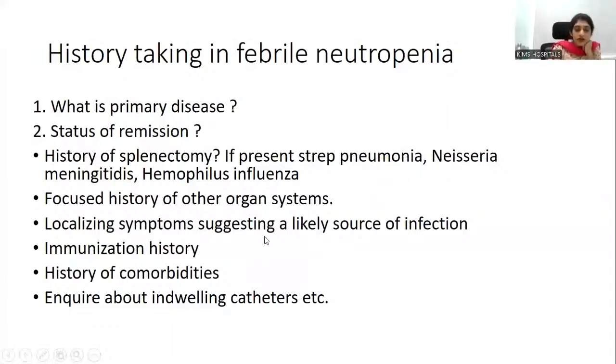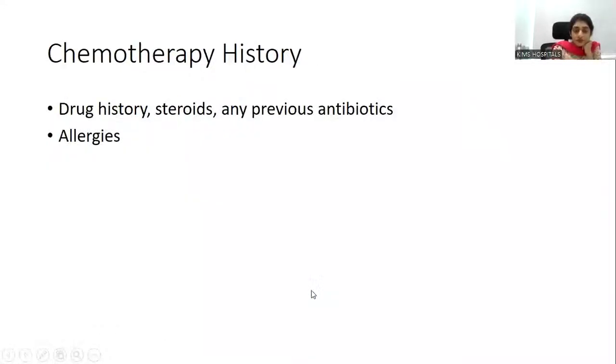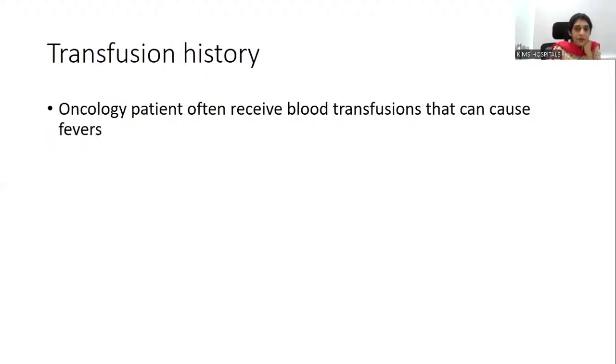Focus on the history of other organ systems, localizing symptoms, history of likely source of infection, immunization history, comorbidities, and inquire about indwelling catheters. Chemotherapy history, drug history, steroids and any previous antibiotics or any allergies. Transfusion history: oncology patients often receive blood transfusions that can cause fevers.